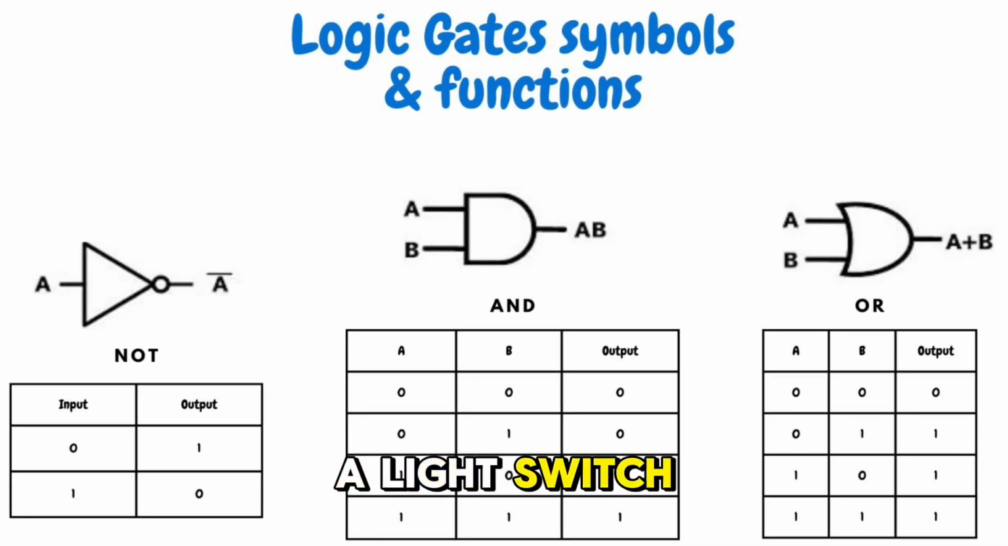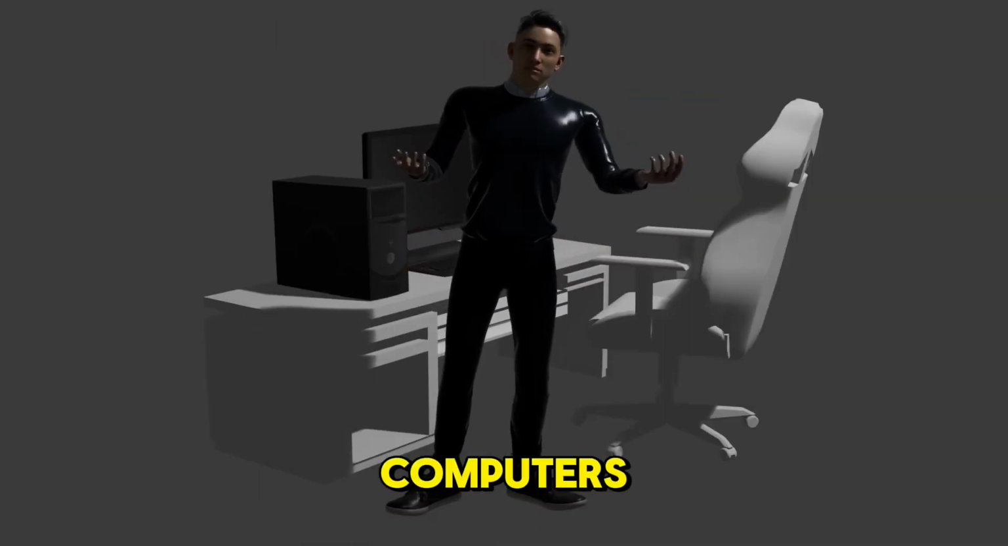Imagine you have a light switch flipped. If you press the switch to turn off, the light turns on instead. That's how the NOT gate works. It is the basis for many logical operations in computers.